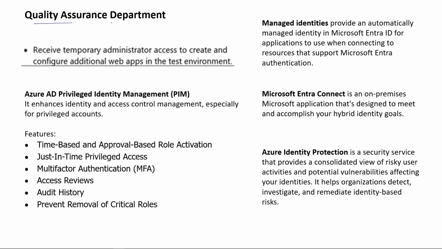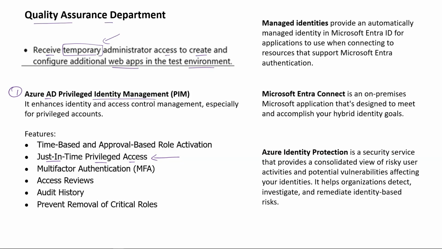Next is the quality assurance department. The requirement for the quality assurance department is to receive temporary administrator access to create and configure additional web apps in the test environment. So the requirement is clear: we want temporary administrator access, which we can call just-in-time privileged access. By using Privileged Identity Management, we can provide temporary administrator access to create and configure additional web apps in the test environment. Therefore, option 1 is the correct answer.